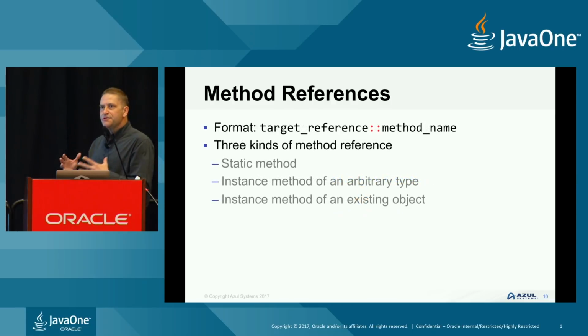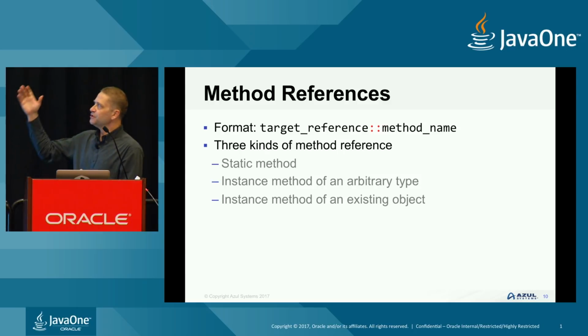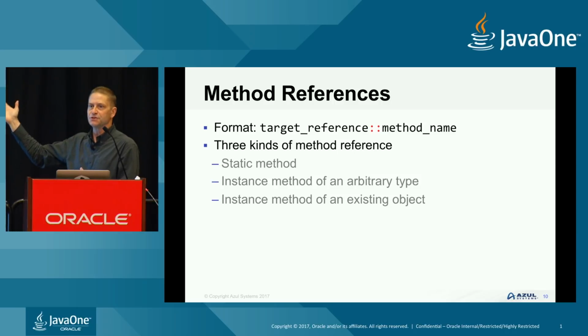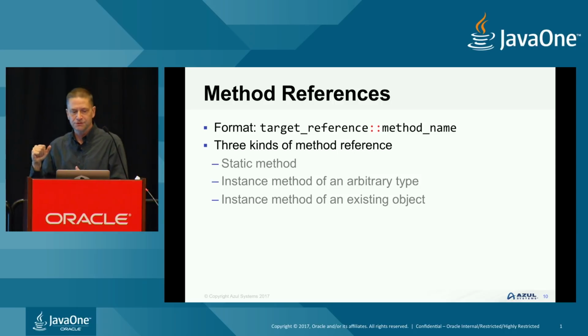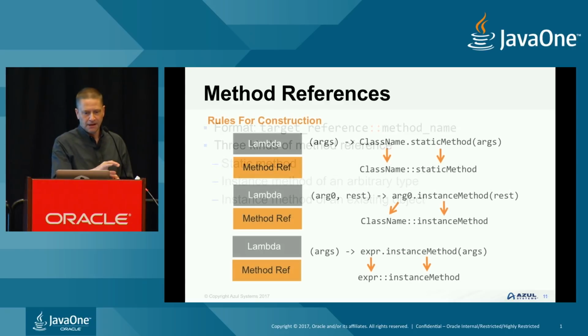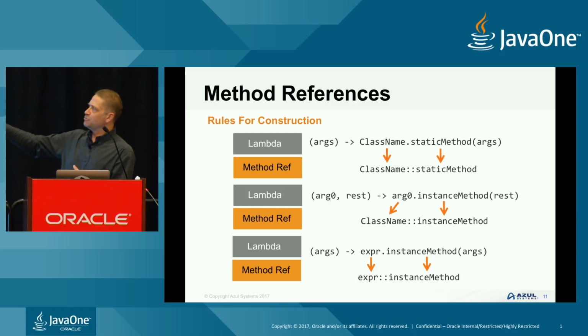In terms of the way that you can use method references, there are actually three distinct ways that you can use them in terms of forming them. And so the idea of this is that you have a target reference, double colon, and then the method name. So it's the method name that's going to be called on the target reference. As I said, there are three kinds of these. One relates to static methods. One is where you're calling an instance method on an arbitrary type, and one where you're calling an instance method on an existing object.